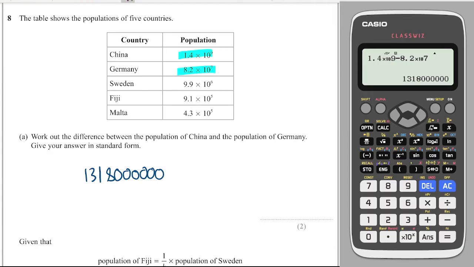They want it in standard form, so I need to move the decimal point. 1, 2, 3, 4, 5, 6, 7, 8, 9 to get a number between 1 and 10. So the number between 1 and 10 is 1.318, and I moved the decimal point 9 spaces to achieve that.